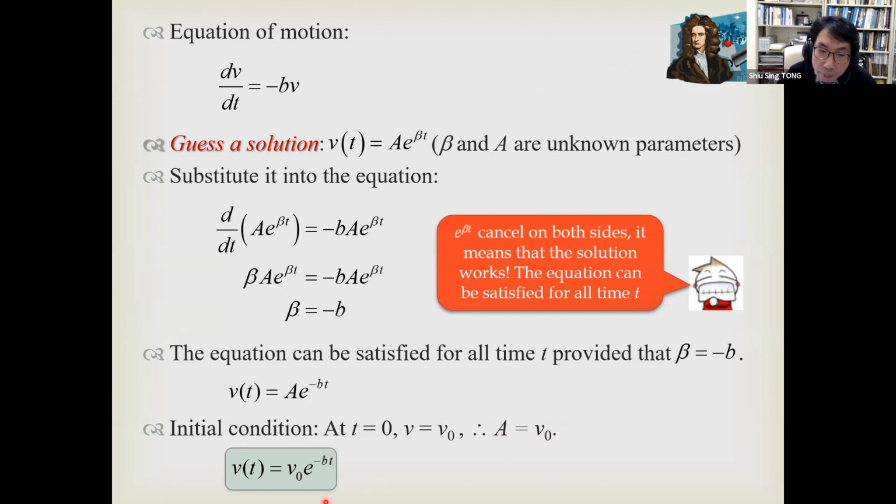And when we put everything back into the solution, we get the solution of this equation: V is V0 exponential minus Bt.